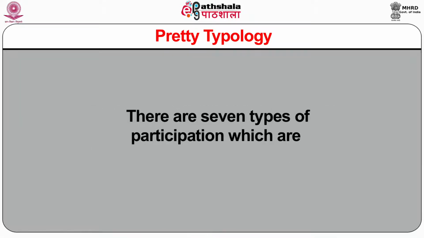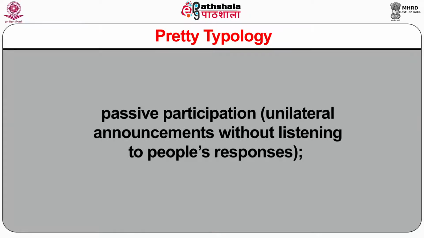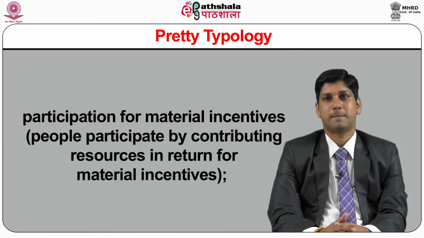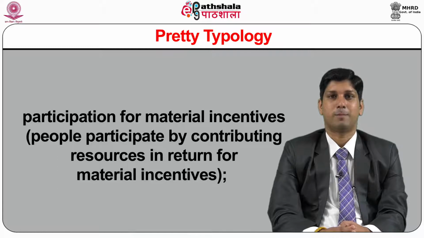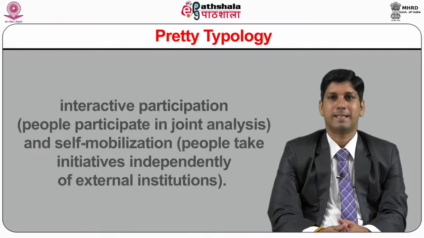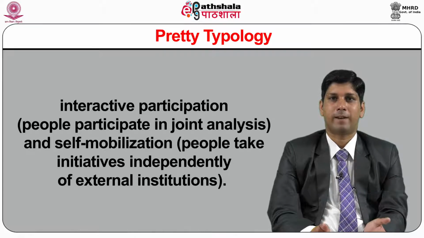There are 7 types of participation, which are manipulative participation, pretense with nominated representative having no legitimacy of power; passive participation, unilateral announcements without listening to people's responses; participation by consultation, that is external agents define problems and information gathering process. The next one is the participation for material incentives, that is the people participate by contributing resources in return for material incentives. The next one is the functional participation, that is external agents encourage participation to meet predetermined objectives. Then there is interactive participation, that means people participate in joint analysis. And the last one is self-mobilization, which means people take initiatives independently of external institutions.